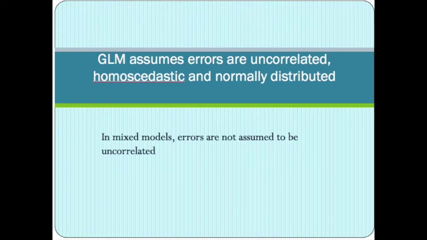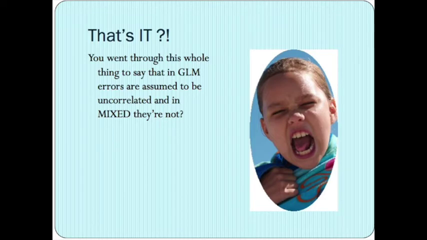GLM assumes errors are uncorrelated, homoscedastic, and normally distributed. In mixed models, errors are not assumed to be uncorrelated. So we don't say that the variables need to be normally distributed, notice, but generally we do assume that the errors are normally distributed. So we're equally likely to overpredict as underpredict. And the mean of our predicted value is going to be the actual value for the population. That's good, right? That's what we want. So that's it. I went through this whole thing to say that in GLM, errors are assumed to be uncorrelated, and in mixed, they're not.